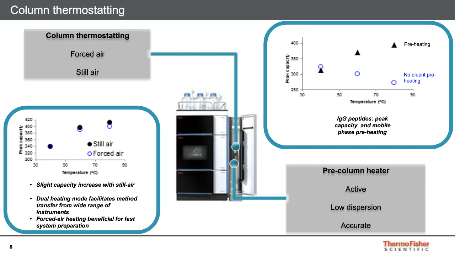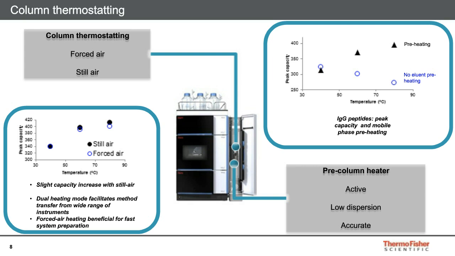I mentioned that the Vanquish Flex has advanced thermostating capabilities. Now we go a little bit more into detail about that. So first of all, the column oven can operate in 2 different modes. We have the forced air and the still air mode. The capability of choosing between modes is mainly important for method transfer from and to the Vanquish Flex, but also has an impact on the performance of the separation.